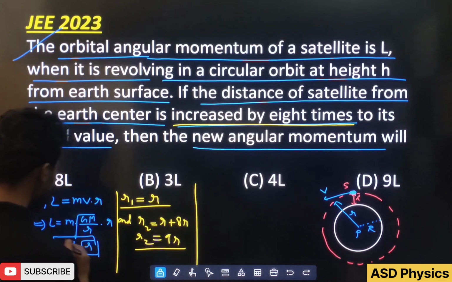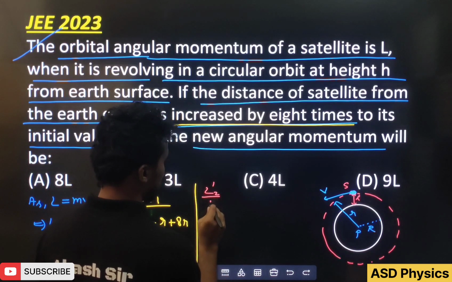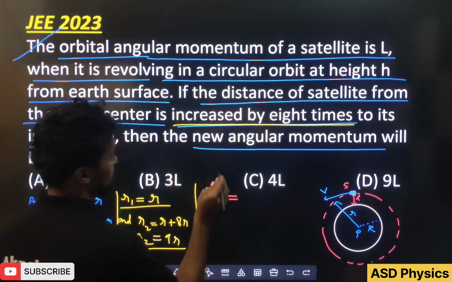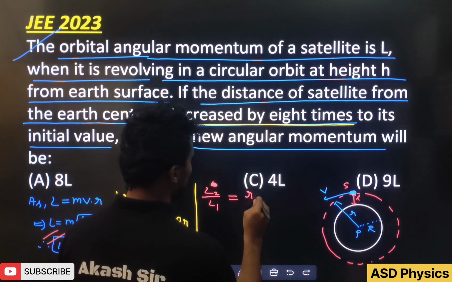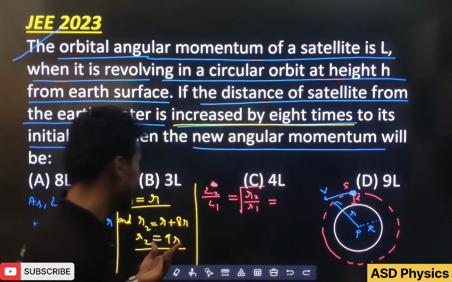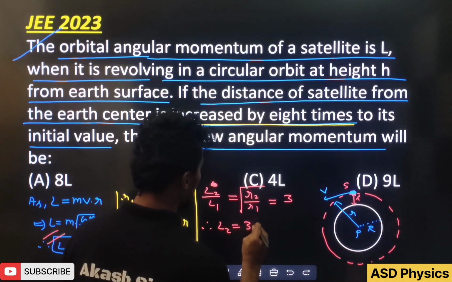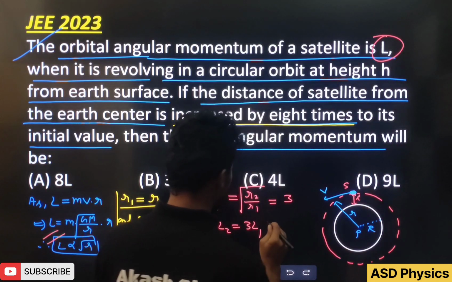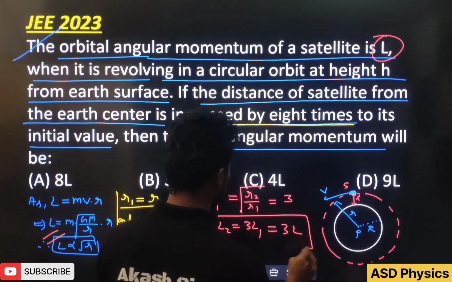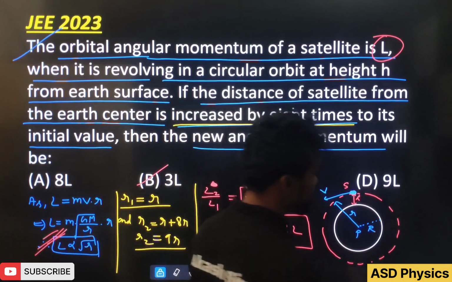Now students, after that, from here, what can we tell? I can tell you, L2 by L1 equals the square root of R2 by R1. Now R2 is 9R, R1 is R. R cancels. Root 9 means 3. So L2 equals 3L1, and the initial is given as L. So we can write L2 equals 3L. Kindly remember this one: L is directly proportional to root r. Okay, students, so which option is correct here? The correct answer is option B. See how beautifully we are solving the question.